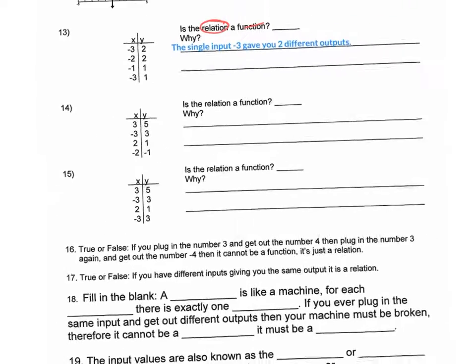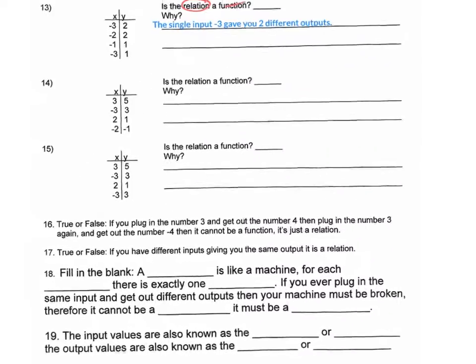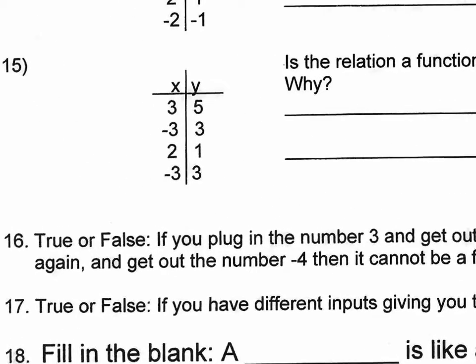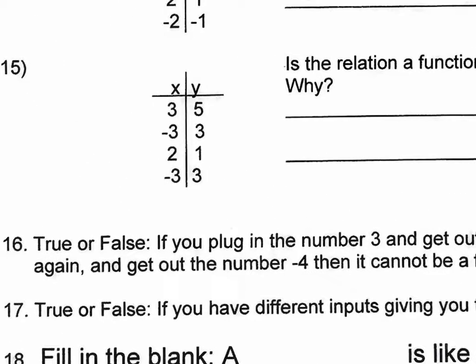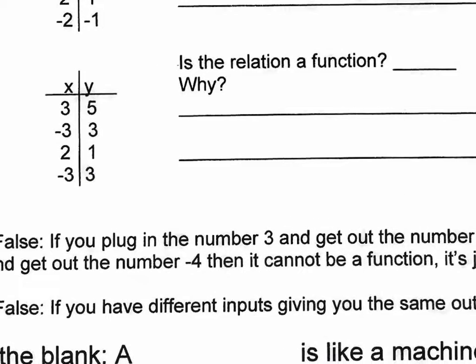Moving on, number 15 over here. Is this a function? You plug in a -3, you get out a 3, but then you plug in a -3 again, and you get out a 3 again. So this is a perfectly functional machine. It works. So this is a function. Why? Because for each input, there's exactly one output.